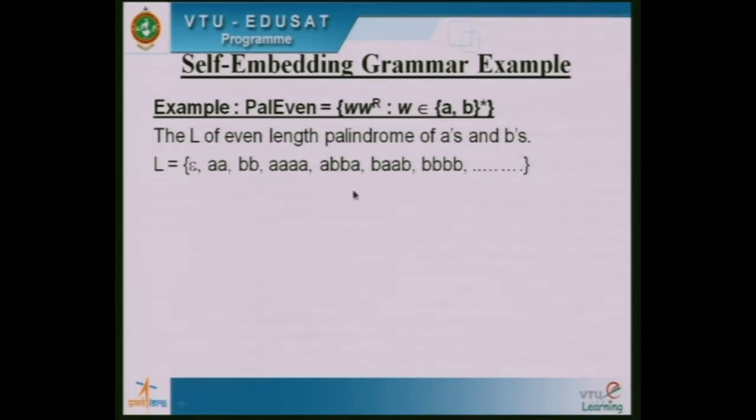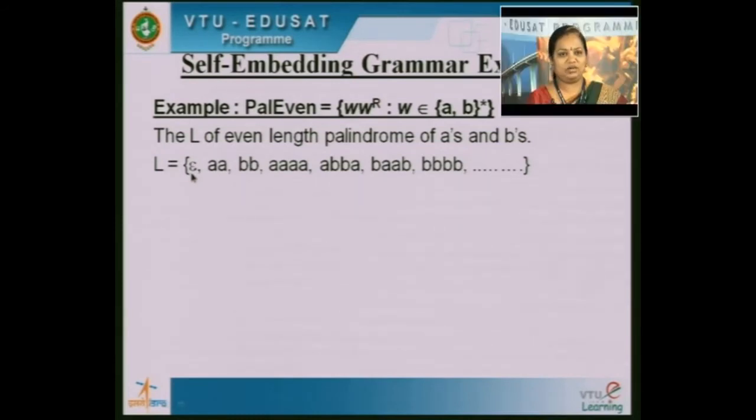So, how do we write the rules for this? The first one is S tends to epsilon, because the first string is epsilon. Next, if you see here, the first symbol and the last symbol are the same.